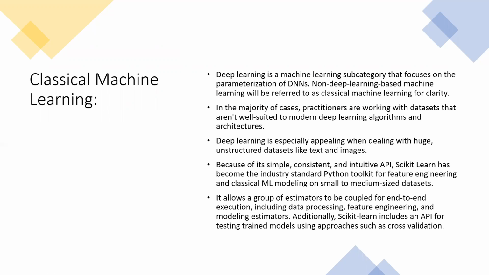Here, deep learning is for huge data that consists of unstructured data sets like text and images. Because of its simple and consistent APIs, we use it on small and medium data sets.